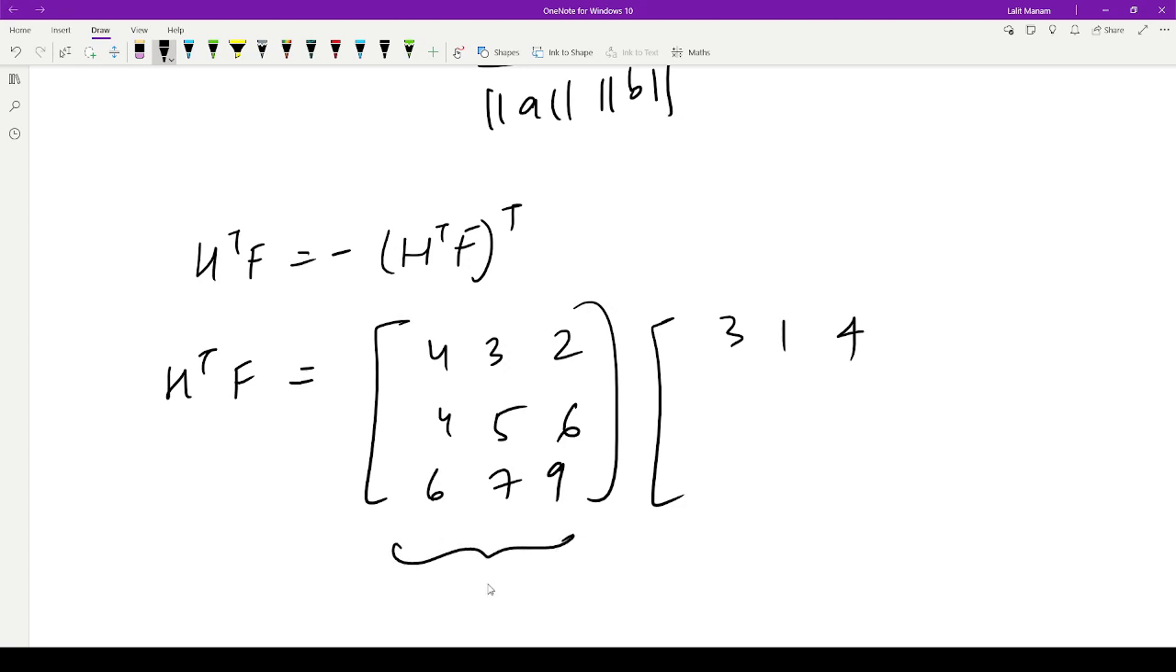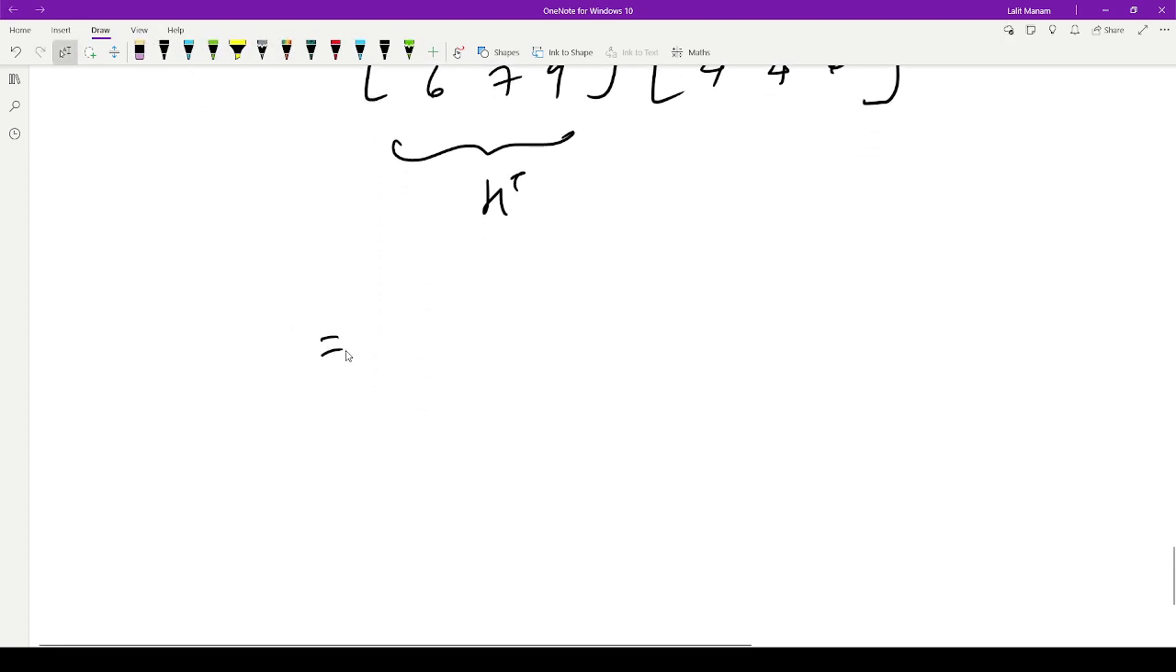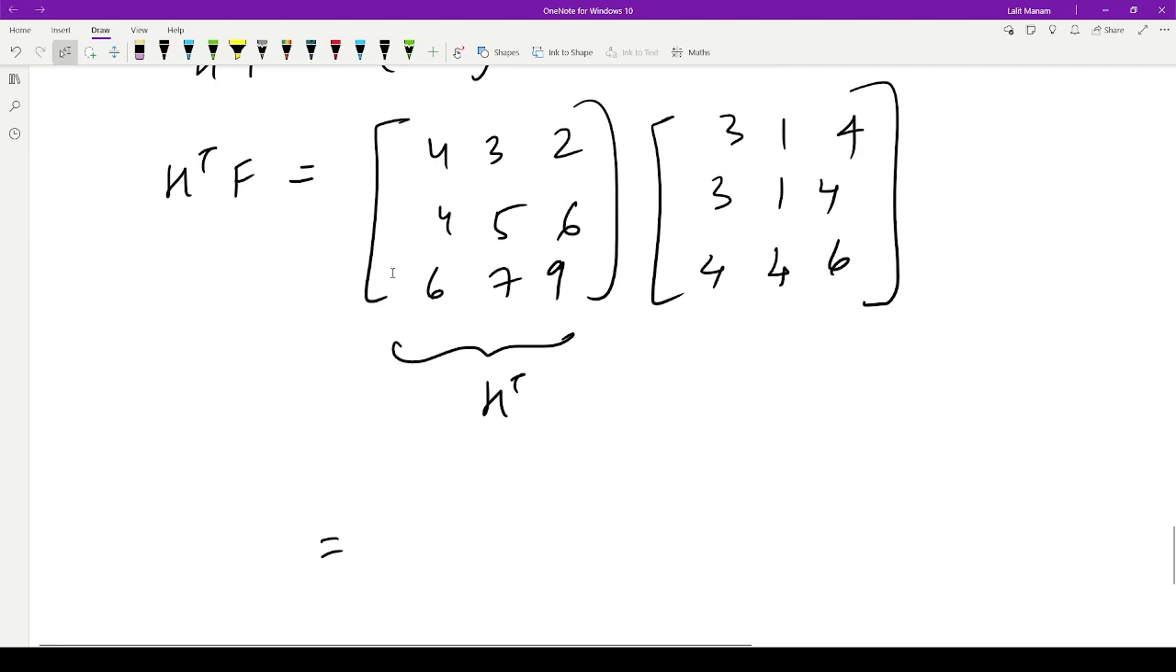So this is H transpose, by the way, which leads us to something like this. Okay, just seeing this matrix, can you say whether it should be skew symmetric or not? This multiplication.